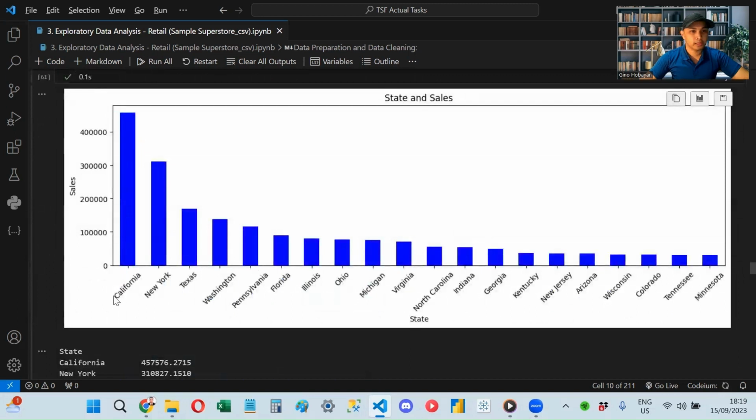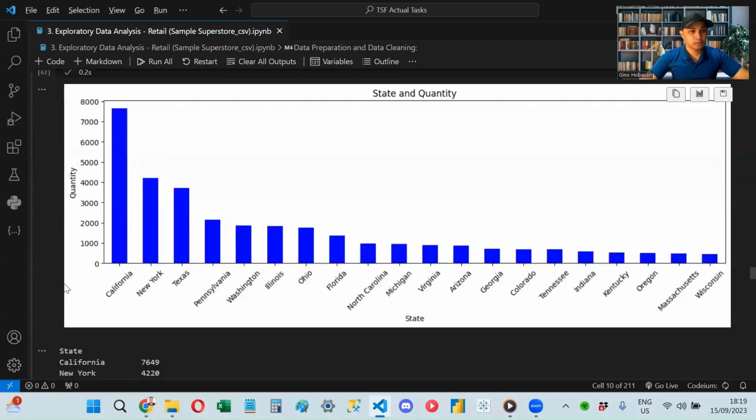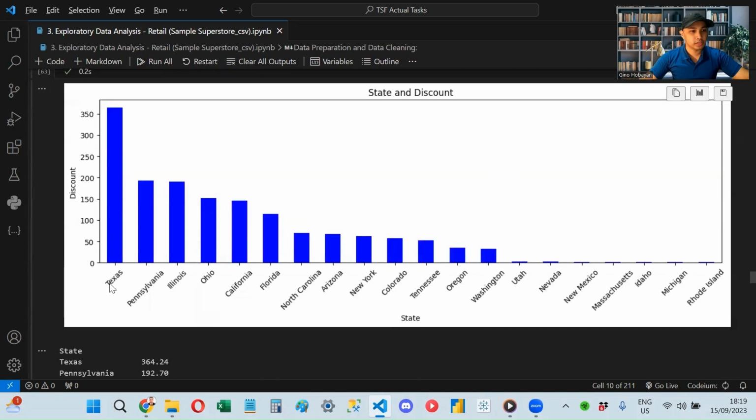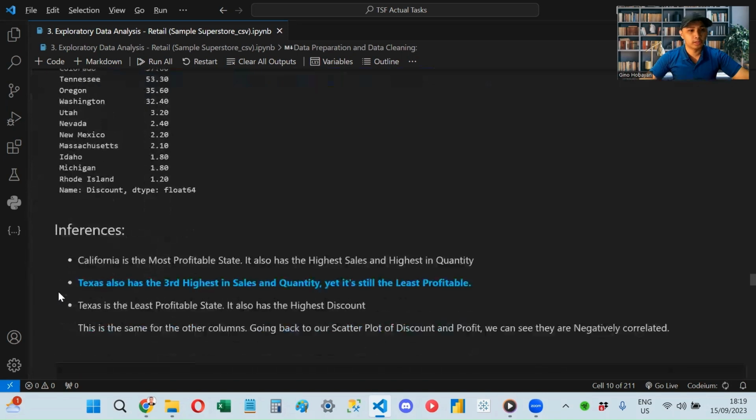So let's inspect that a little more. In terms of sales, California, New York, and actually Texas, it has the 3rd highest in sales despite making negative profits. State and quantity, California, New York, and Texas. So state and discount, Texas, our worst performing state in profit, actually has the highest discount. So that might be impacting its profitability.